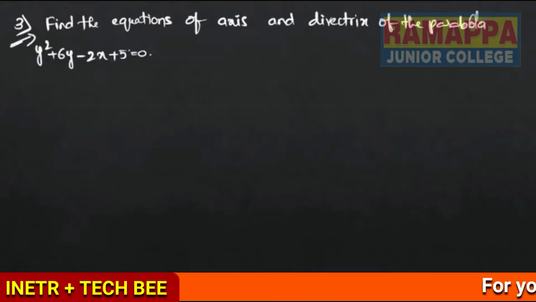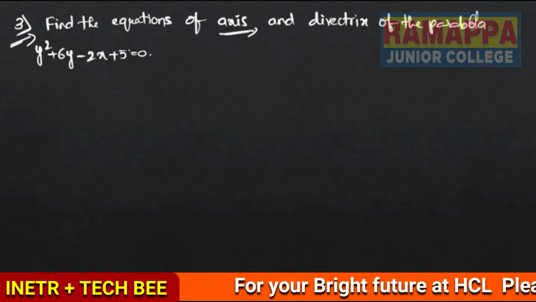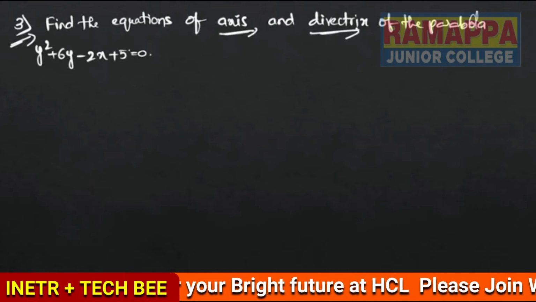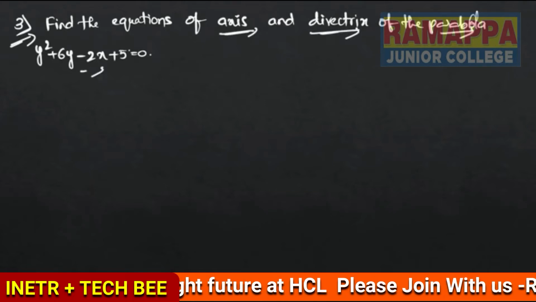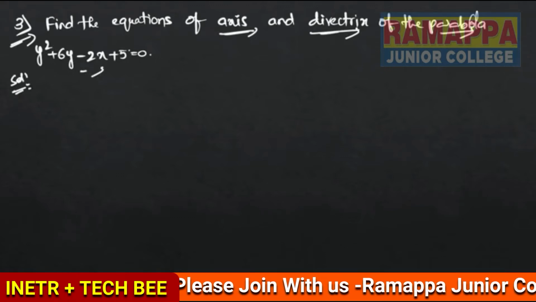Now the third question is: given the parabola, find the equation of the axis and the directrix of the parabola. Now the solution here. What is the given equation?